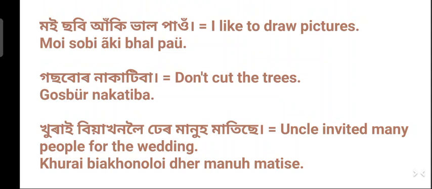So, next example. Khurai biyakhonoloi dhere manu matise. Uncle invited many people for the wedding. Here, which noun is in accusative case? It's manu. Manu matise, invited people. People are invited. But since it's not specific, there are many people, so manu does not get the -ok suffix. Here, khura means uncle, and khura gets the -e because it's the subject, and mat, to invite, is not intransitive, it's transitive. So khurai biyakhonoloi. Biyakhonoloi means to the wedding. Biya means wedding. Manu means people. Matise means invited. So let's move to the next case.